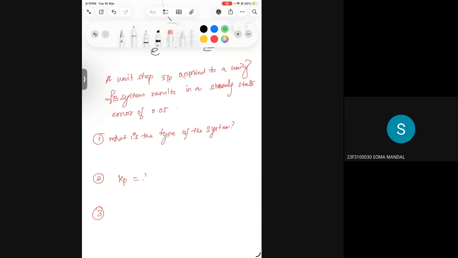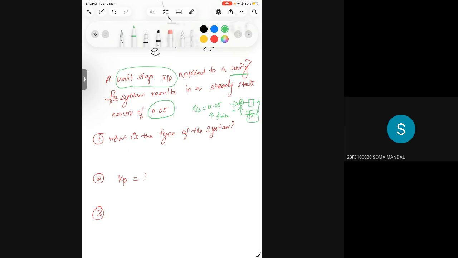A unit step input is applied to a unity feedback system. That is like this. The feedback is 1, just 1 here, and there is an input here. It's a negative feedback system. In general, we consider G divided by 1 plus G of s into H of s. It has a steady state error of 0.05. So the ESS here is 0.05, which is a finite value.